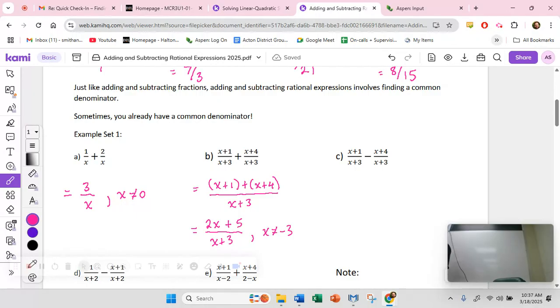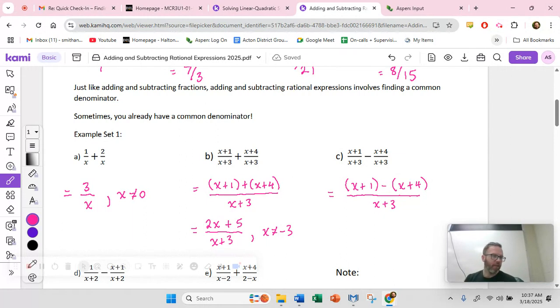You guys can do this. Look at C. C is very similar. We're just subtracting those two rational expressions. Just like B, we proceed by subtracting the tops this time. So we'll do x plus 1 minus x plus 4. Note how I'm keeping the x plus 4 in brackets, just like in grade 9, where you added and subtracted polynomials together. It's the same idea. This time we're subtracting.